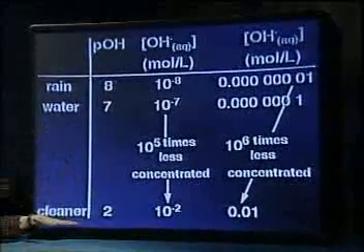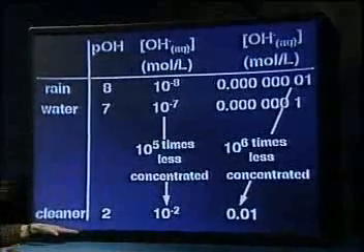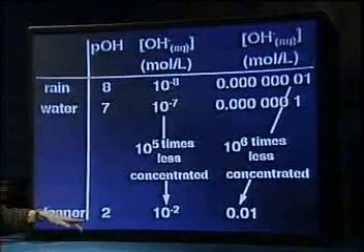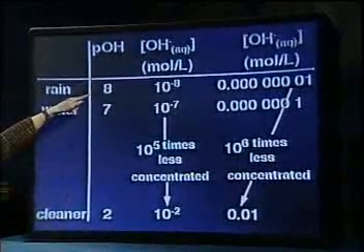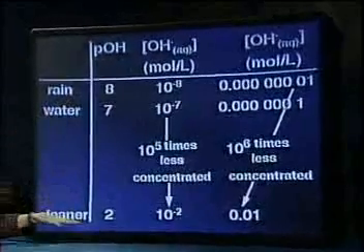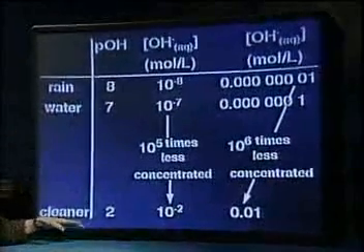Now if we compare the sodium hydroxide cleaner to typical rainwater, let's have a look. Notice that the rainwater is pOH of 8. That means that the cleaner is 1,000,000 times more basic than rainwater. So that cleaner could be useful in neutralizing a lot of acidic lakes.